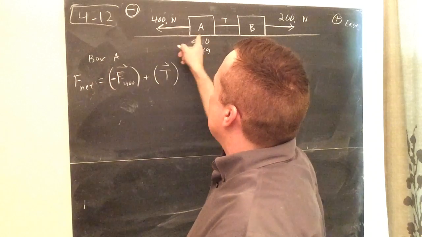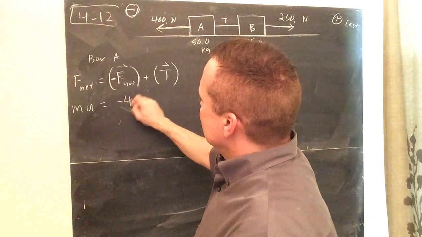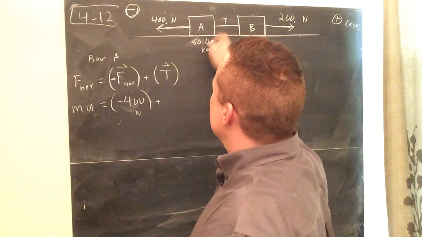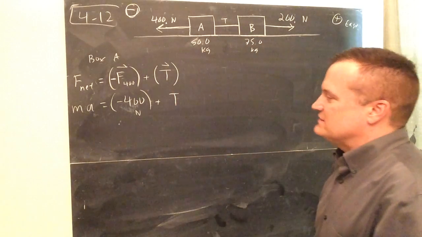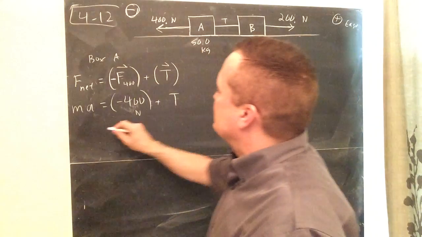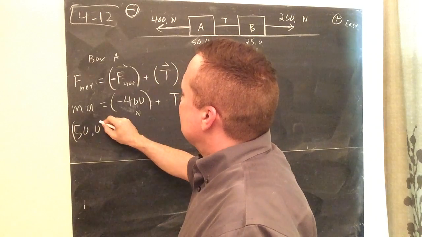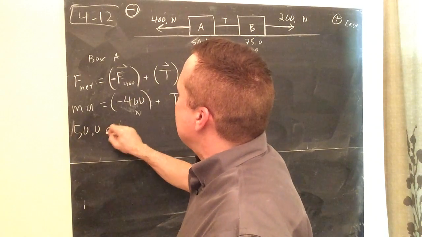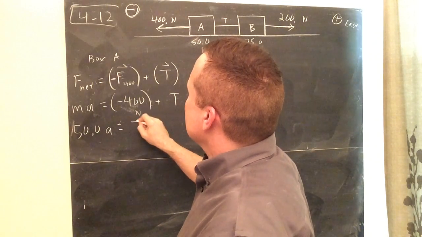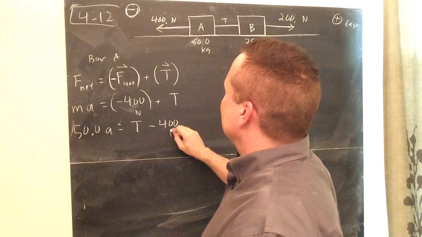So the net force on A, MA, equals negative 400 newtons plus T. T is positive. Or we can say T minus 400. Oh, and I need to put in one more bit. I know it's 50 kilograms, MA, 50 times A, I'll just make it 50A, equals negative 400 plus T. I like to write it as T minus 400. That might be a better way to write it.